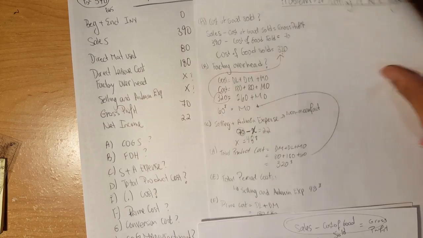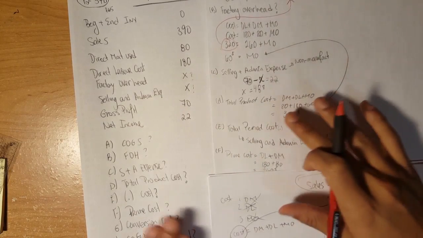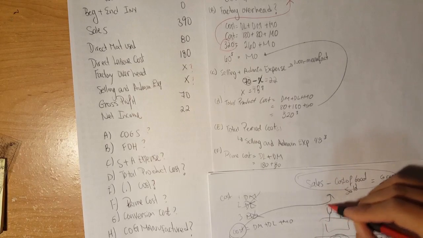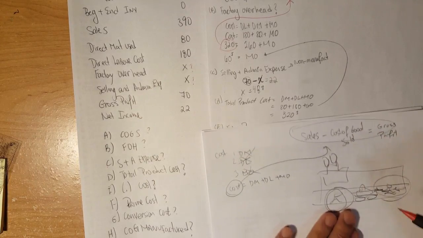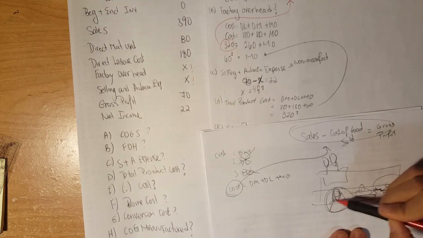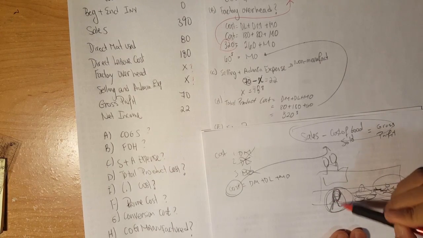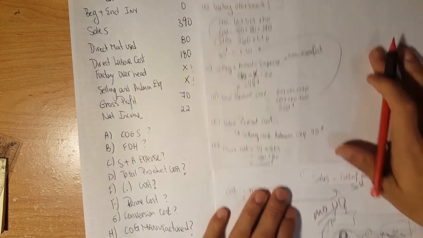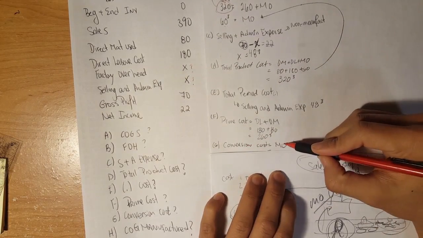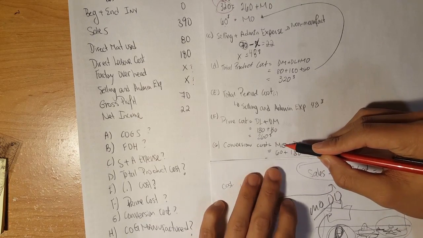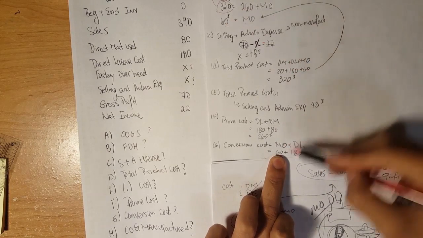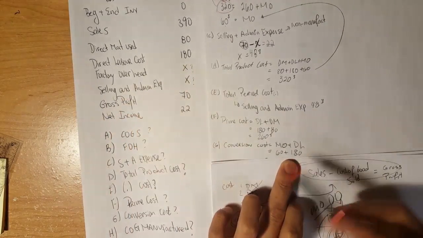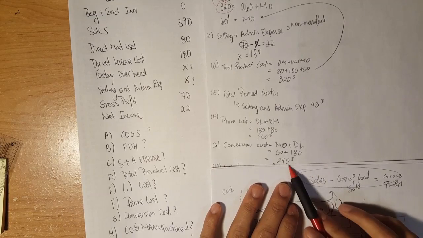Next, we are asked, what is the conversion cost? We know what the conversion was. It was the mechanic plus the factory overhead where the mechanic works. So your conversion cost is your direct labor plus the manufacturing overhead. Manufacturing overhead we found in this example to be 60. Direct labor, we're given this information as well, to be 180. Add these two up, you're going to get $240.